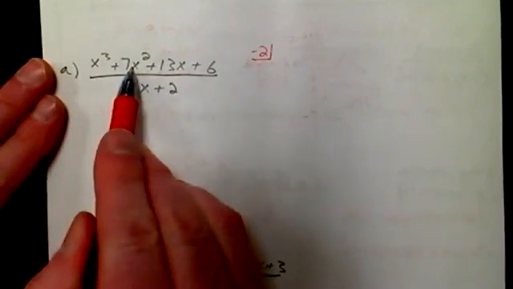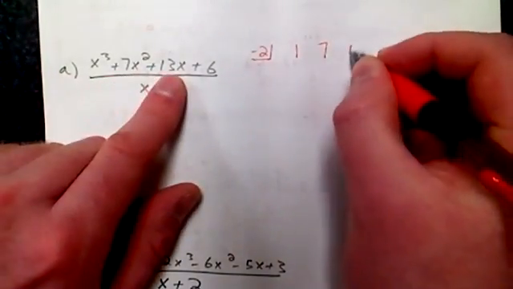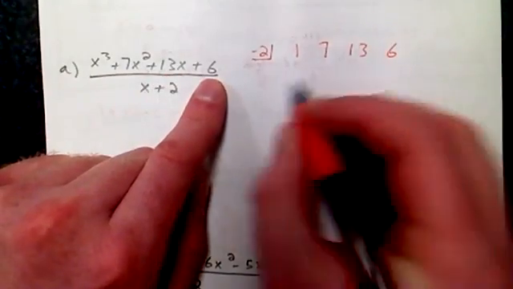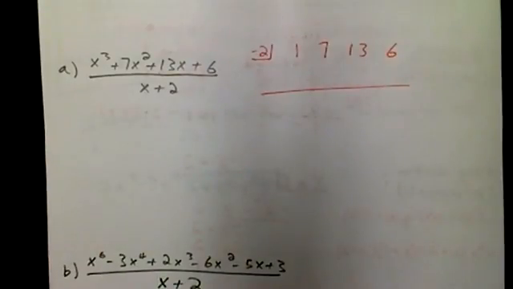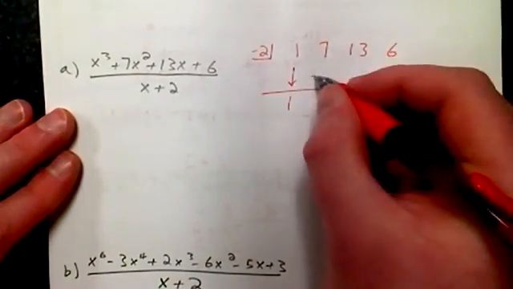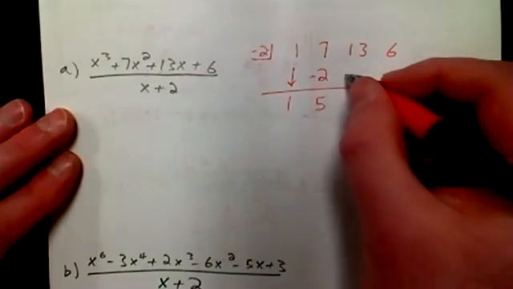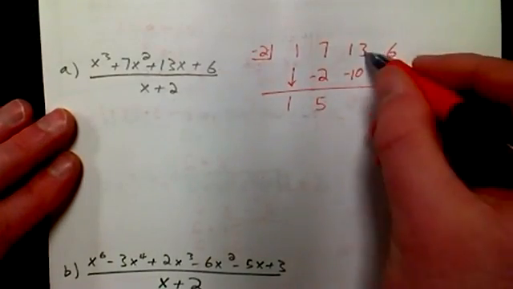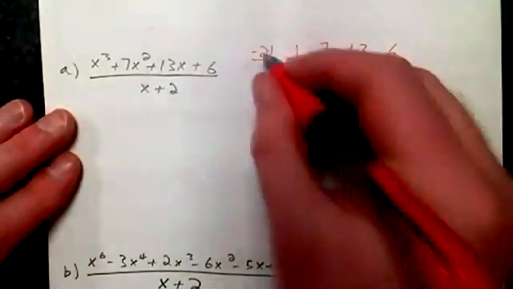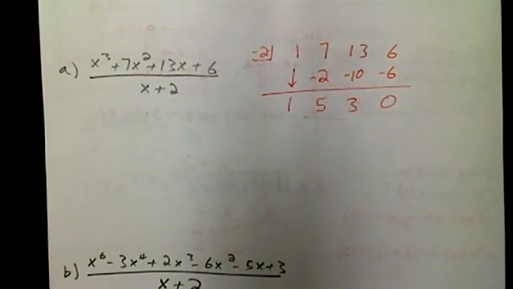And then I take all my coefficients. So 1, 7, 13, and 6. And now I'll go through and do this. So I bring down the 1, I multiply, put it right here. 7 minus 2 is 5, multiply, put it right here. 13 minus 10 is 3, multiply, put it right here. Oh, I think my remainder is 0 again, okay?